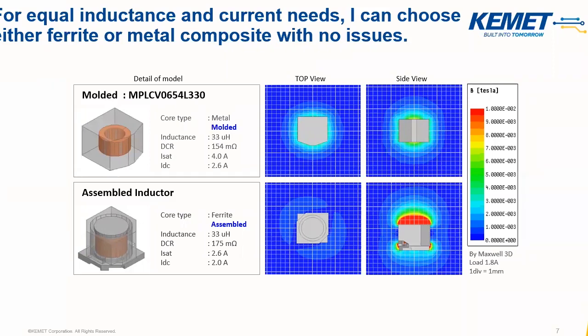Yeah. As you said, Peter, the devil's in the details for some of these things. At first glance, it might look like you can do an easy switch between ferrite or metal composite, but if you don't take into account that flux leakage, you might find yourself in an unfavorable situation.